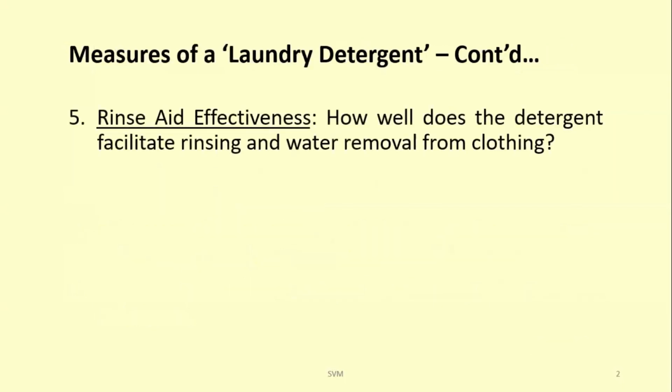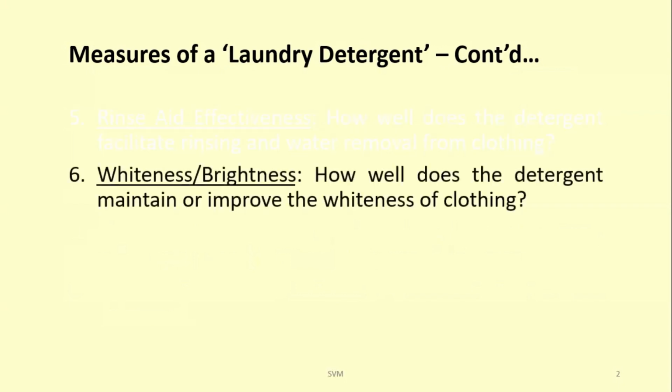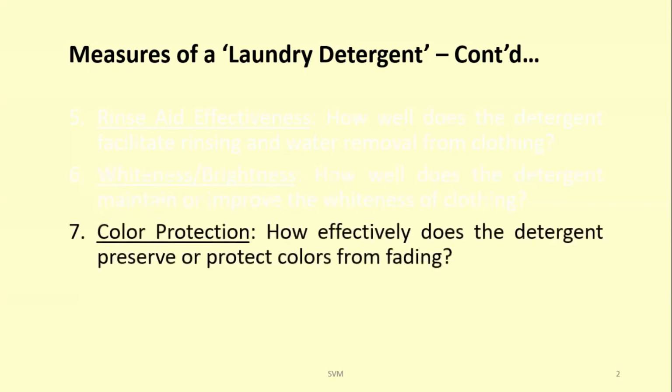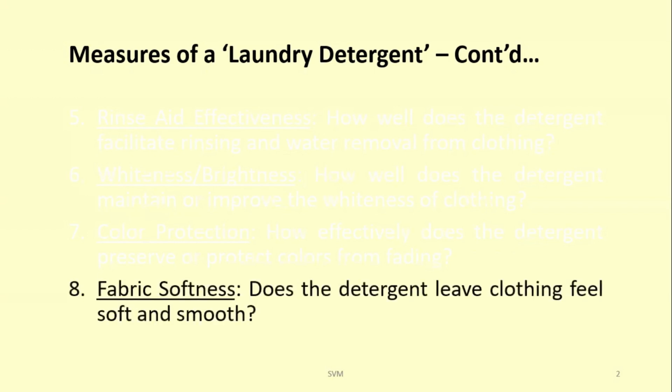Rinse aid effectiveness, how well does the detergent facilitate rinsing and water removal from clothing? Whiteness or brightness, how well does the detergent maintain or improve the whiteness of the clothing, that can be measured. Color protection, how effectively does the detergent preserve or protect colors from fading. Fabric softness, whether the detergent leaves clothing feeling smooth and soft, that can be measured.